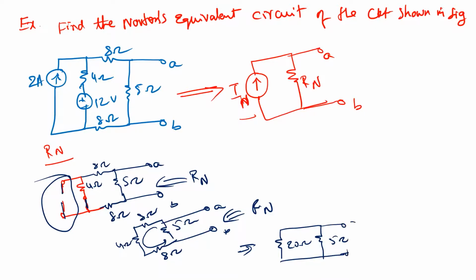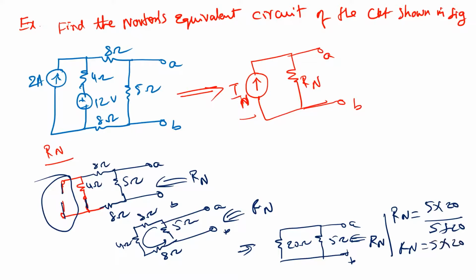Right? 5 ohm. This is a U. So this is a Rn. Now Rn is equal to, what happens? Now the Rn equation is 5 into 20. Since they both are in parallel, so 5 plus 20. So Rn is equal to 5 into 20 by 25. 25. 5 is 4. So your Rn is equal to 4 ohm.